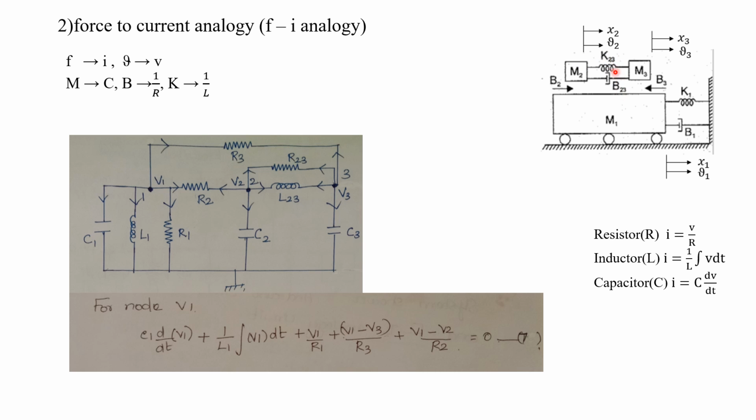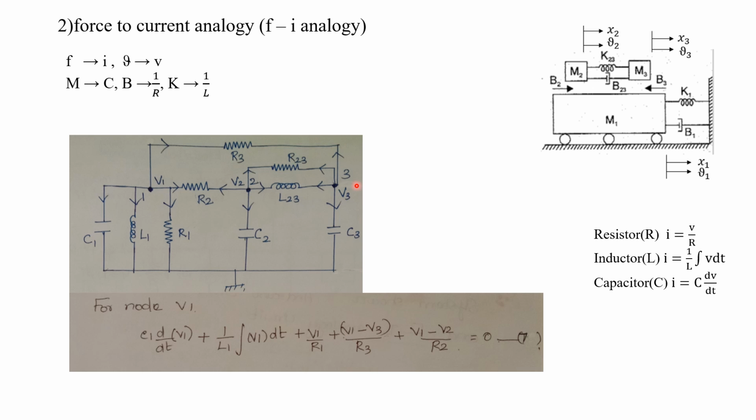K23, B23. These two are connected between M2 as well as M3. So this is M2. Now between node 2 as well as node 3, we are going to connect this K23 as well as B23. What does K23 correspond to? K corresponds to L, so we have to draw this L23. Then B23. It is also between M2 as well as M3. B corresponds to R. So in between node 2 and node 3, we have to connect this R23. So L23 as well as R23 are connected between node 2 as well as node 3.